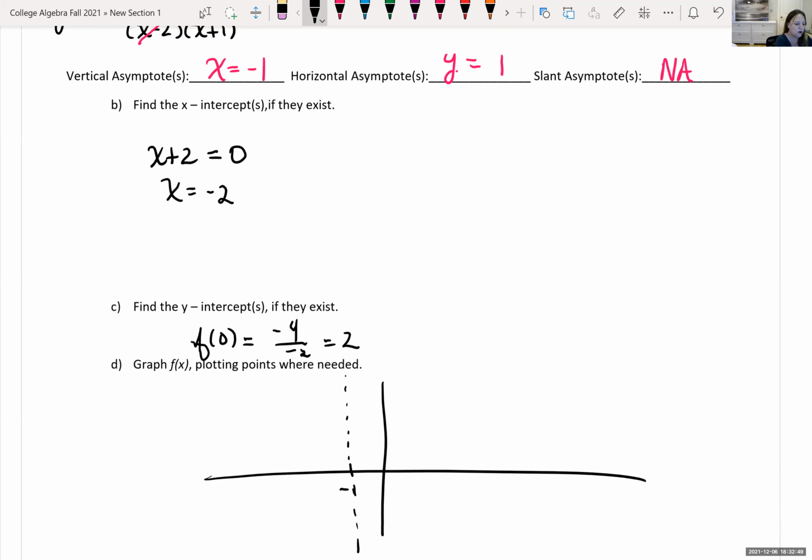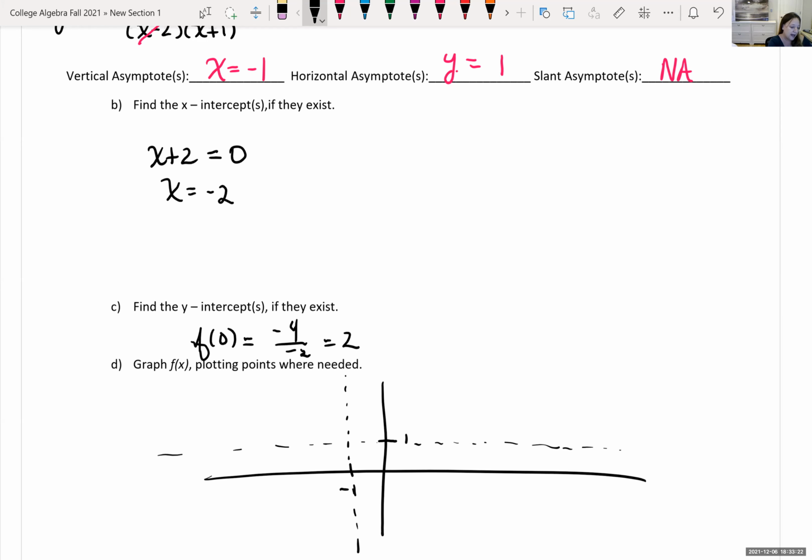And we actually had a horizontal asymptote at this x-axis. Oops, sorry, no, we didn't. Get rid of that. It was y equals 1. So we have a horizontal asymptote, denoting it by this. Okay, let me plot my intercepts. And from there, I pretty much know what my graph is going to look like.